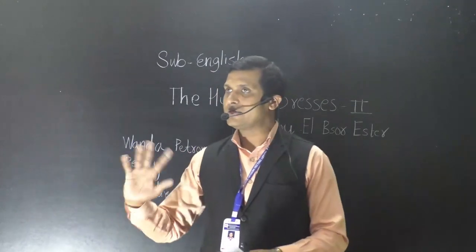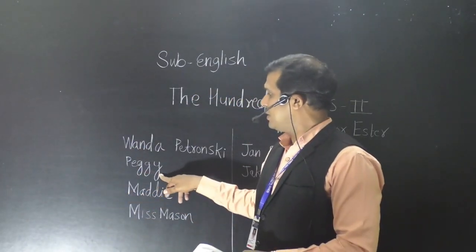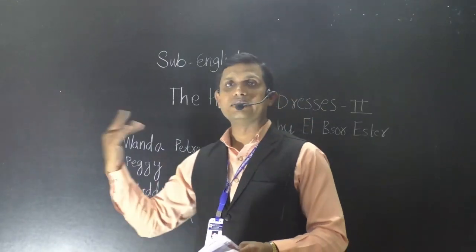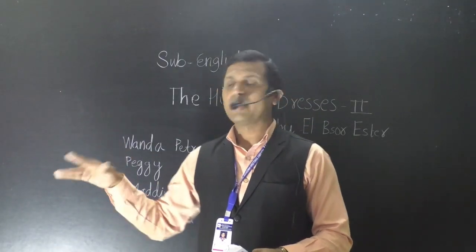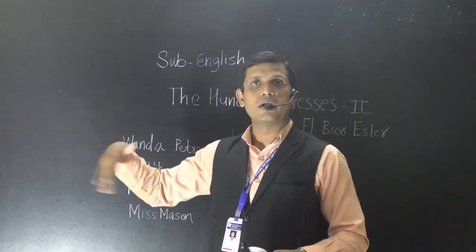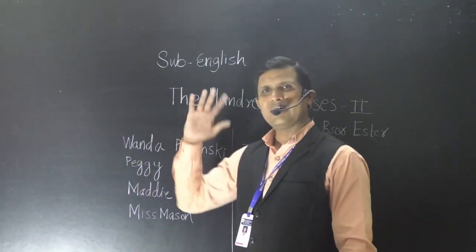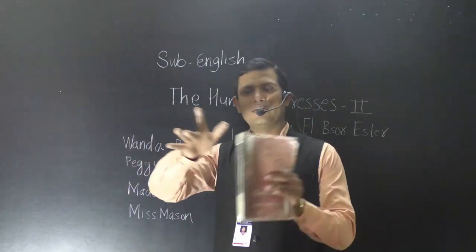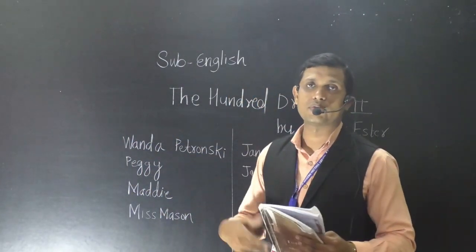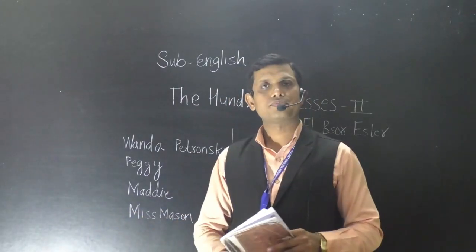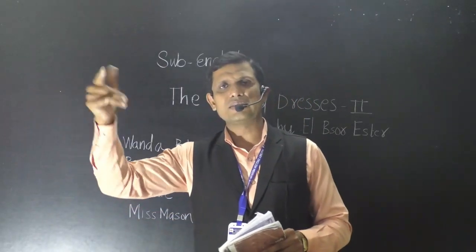Just see, by this we can understand Peggy and Maddie. These two characters are very different. Maddie was very sensitive. When somebody was hurt by her action, that is why she is thinking about that. She is worried about Wanda here, but Peggy had stopped her worry there. When the letter was read by Mrs. Masson, she left it there and started studying.